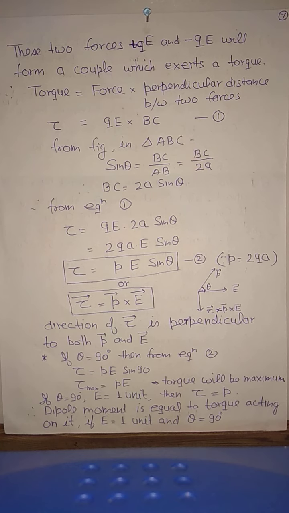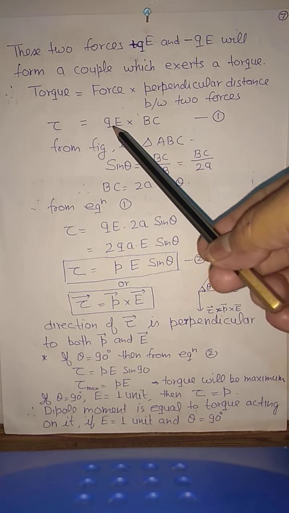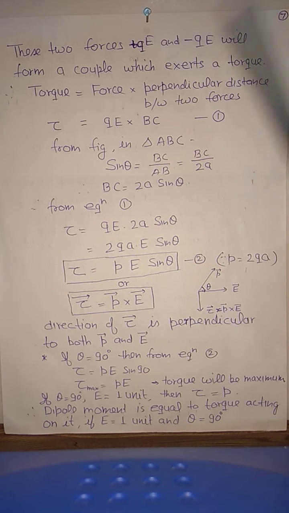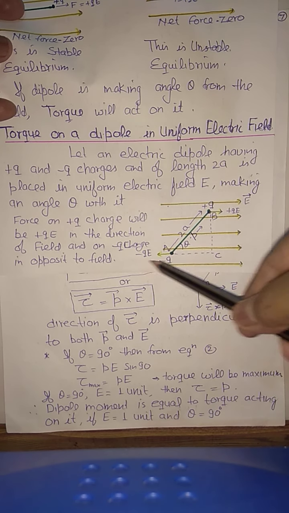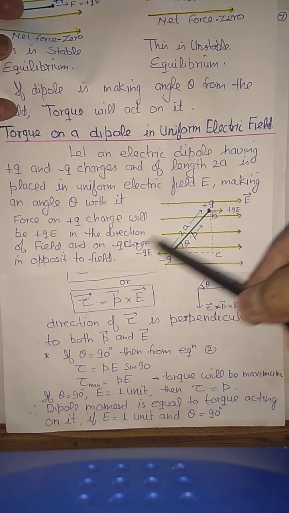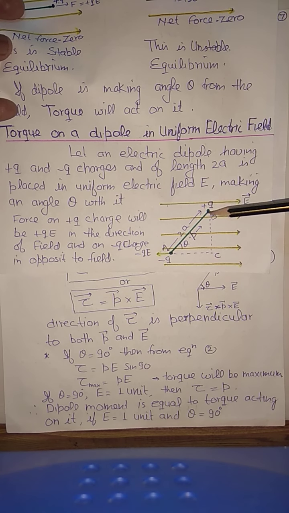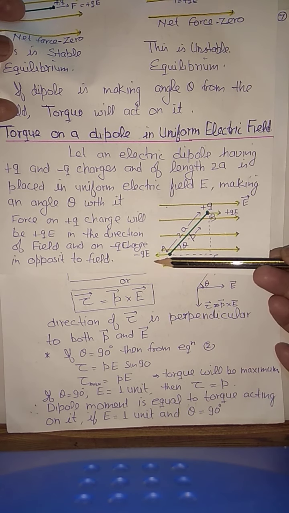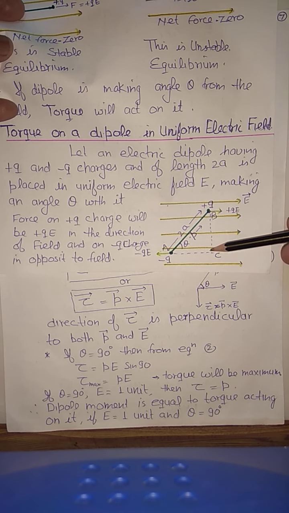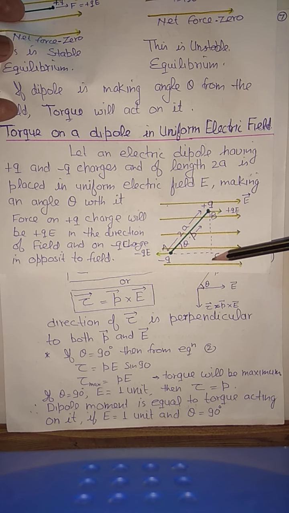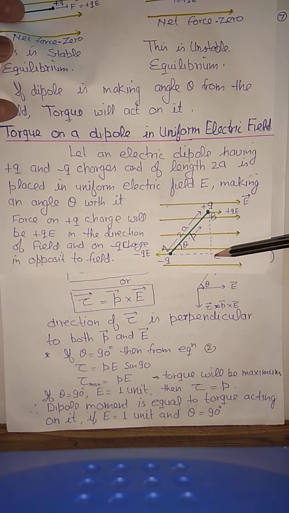You know, torque is the product of force and perpendicular distance between two forces, and therefore tau is equal to, what was the force? QE. See, F is equal to QE. Minus indicates only direction. So force is QE and perpendicular distance is what? One force this and one force this, QE and minus QE, and this distance is the perpendicular distance between two forces, that is BC. If we take triangle ABC, then BC is the perpendicular distance.